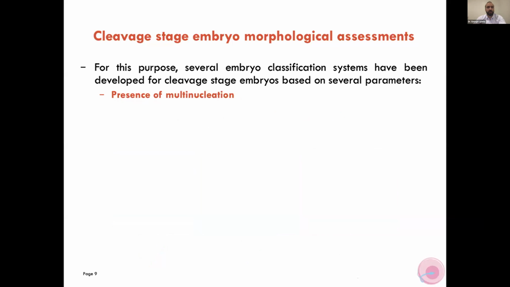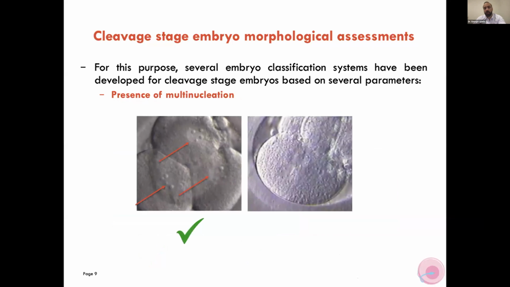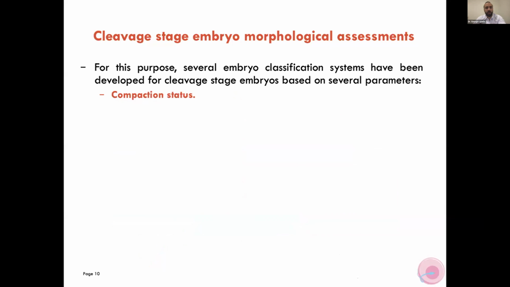Also, the presence of multinucleation is another parameter that we assess. We can have embryos that are mononucleated, as we can see here. Easier to see on day 3 compared to day 2. And here we can see a binucleated cell. That is not a good sign for development.